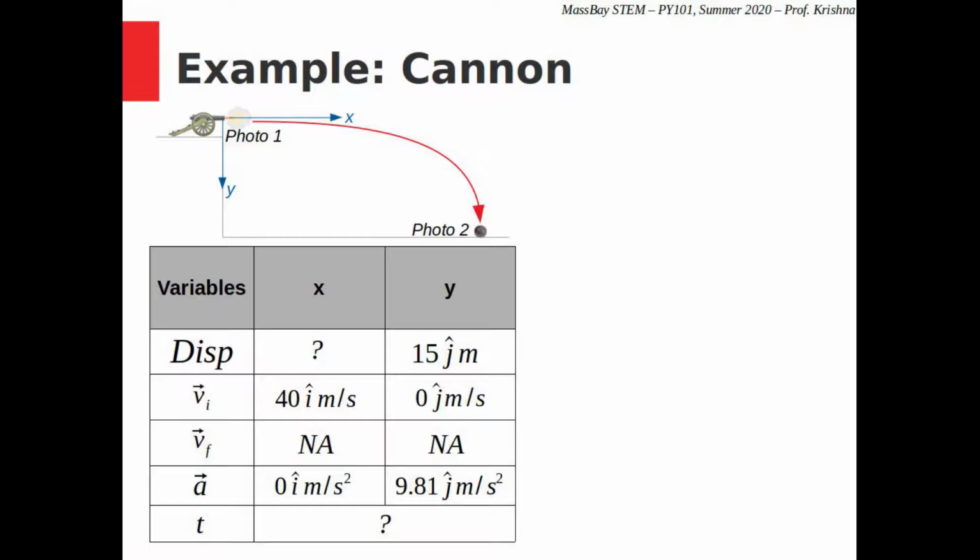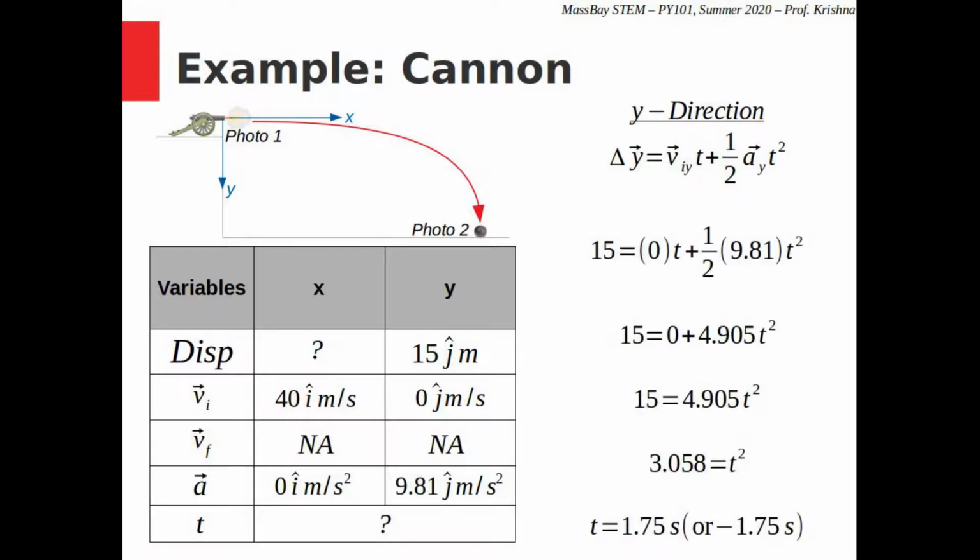In the y direction, we're looking for time. We know displacement, initial velocity, and acceleration. So we can easily use the second toolbox equation to solve for time. You could use the quadratic formula if you really wanted, but this one is easy enough that you don't have to. You get a time of 1.75 seconds. That's how long it takes for the cannonball to land.